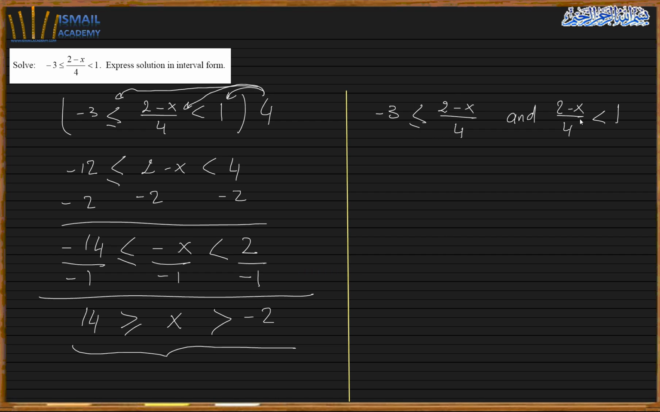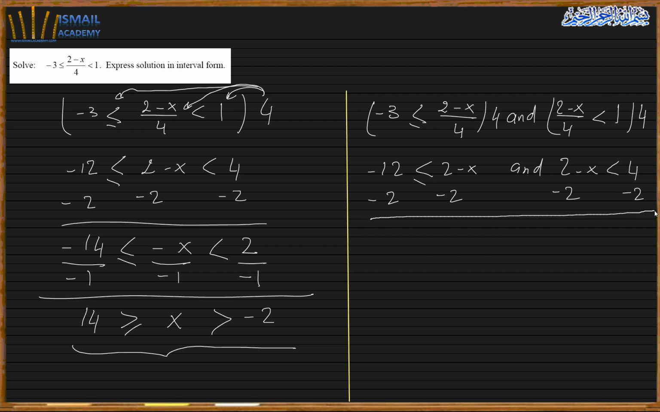Now, that way is simpler. Why? Because you do it in 2 steps, and you do it in a way that you already know. So here I multiply the whole thing by 4. The same thing I do here. So I got minus 12 is less than 2 minus x, and I will have 2 minus x is less than 4. Now I subtract 2 from both sides. So here I will have minus 14 is less than minus x, and I will have minus x is less than 2. Divide by minus 1.